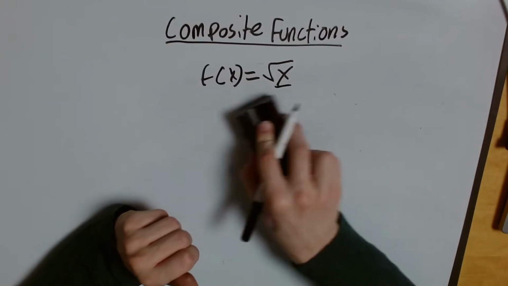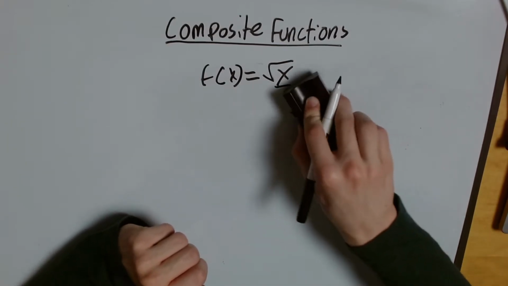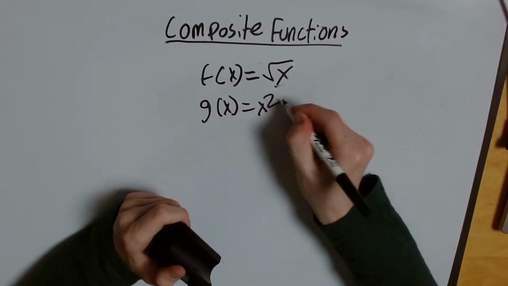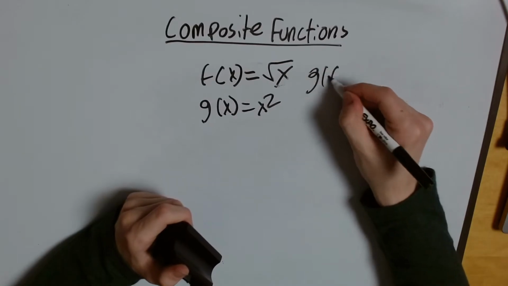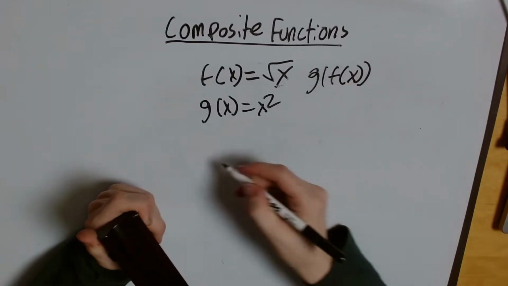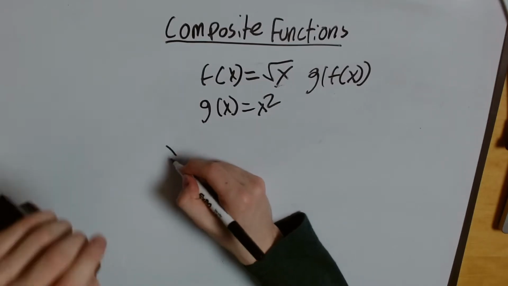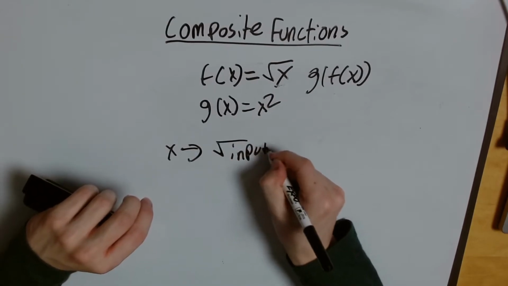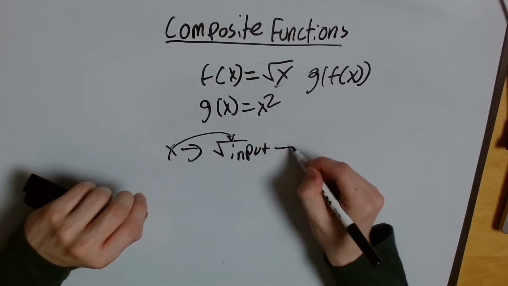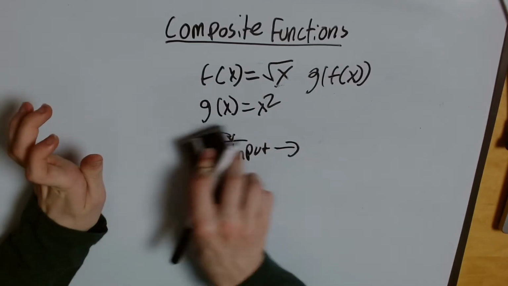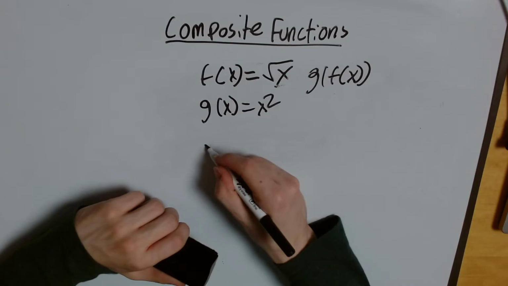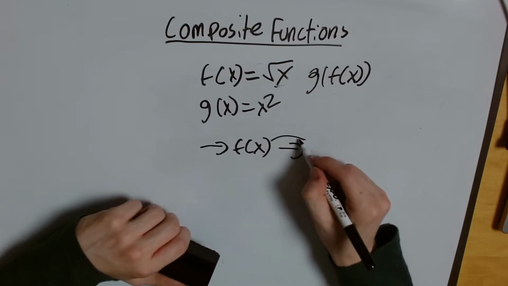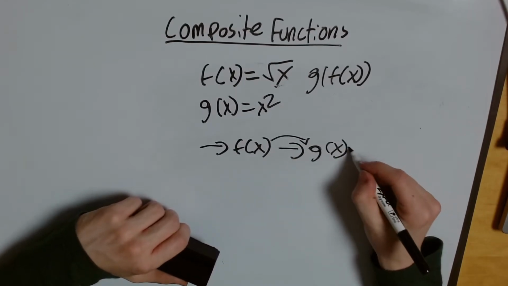So how does that affect us when we're doing composite functions? Well, let's say f of x is the square root of x, and g of x is x squared, and I want to find g of f of x. I'm going to follow my process. I start with x, and I input that into the square root of my input. That's f of x. I want to take an input, plug it into f of x, and then take that output and plug it into g of x, and then find my answer.